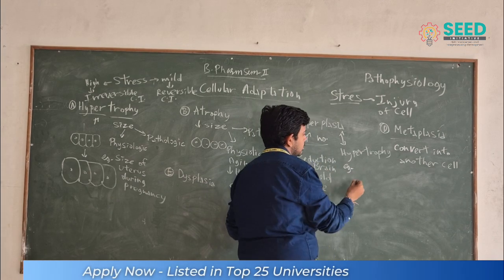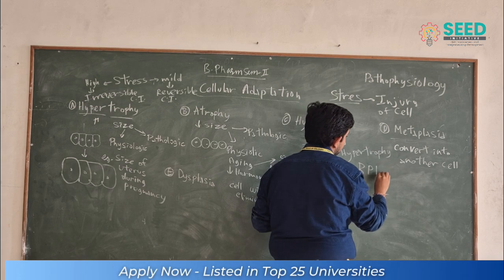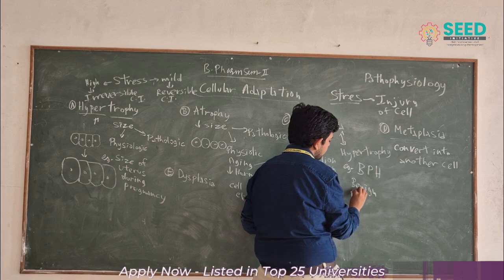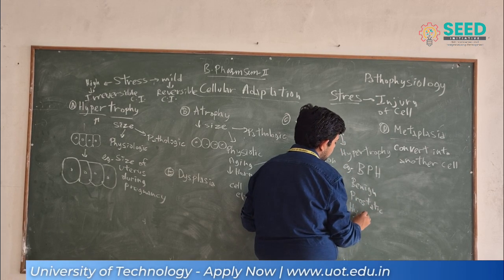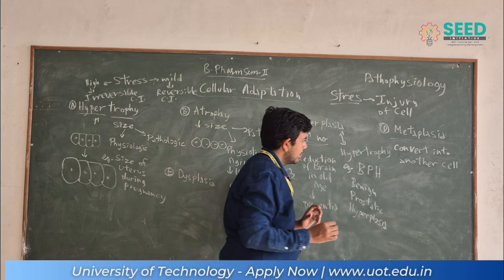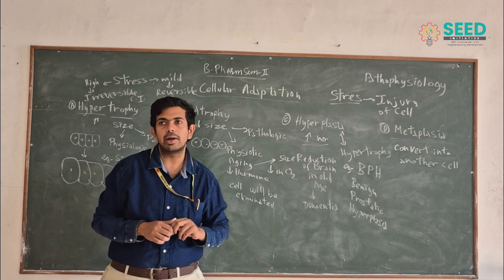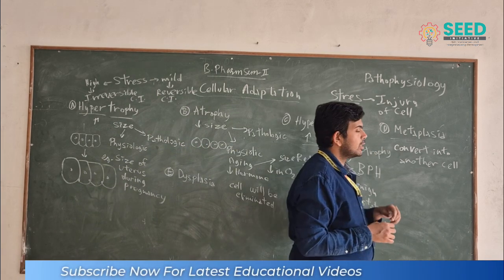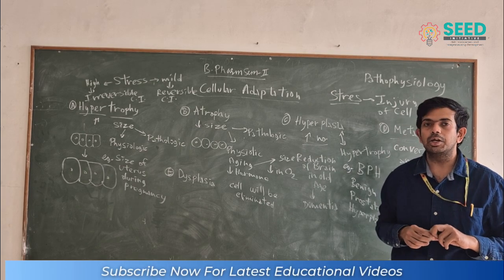Coming to the example, BPH, which means benign prostatic hyperplasia. In this, the prostate gland present in the urinary tract increases its size, and it also increases its number of cells. Fifth type is metaplasia, which means that the cell will convert into another thing.